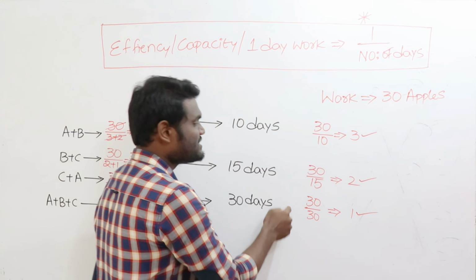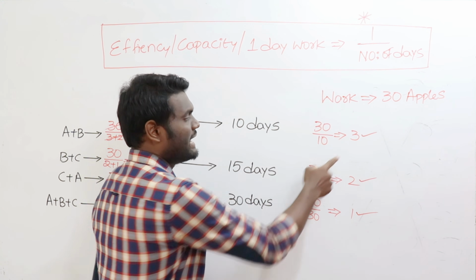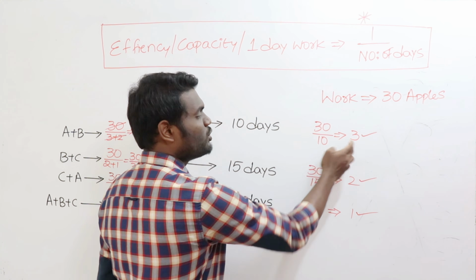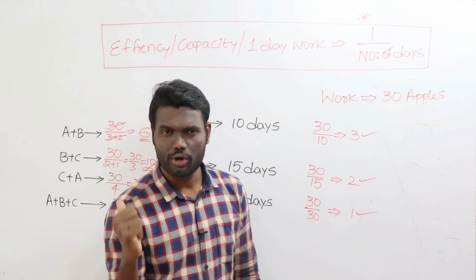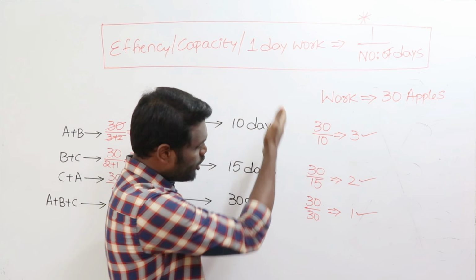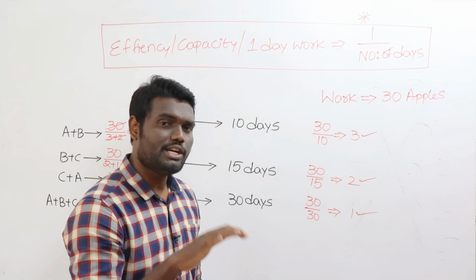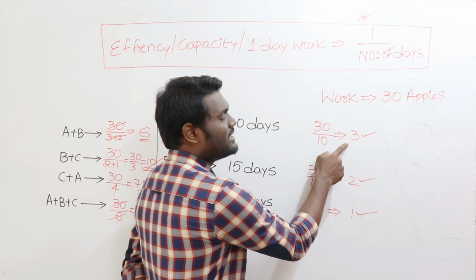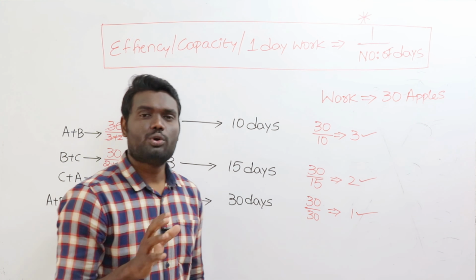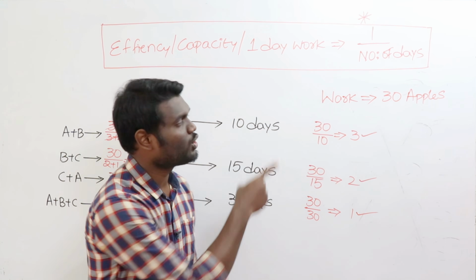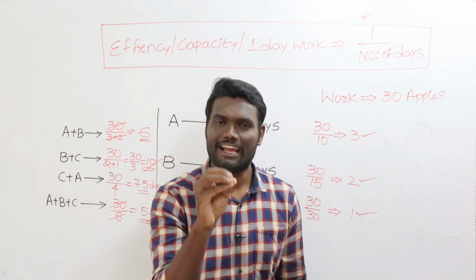For example, if C and A are going to work together, then how many days? C will eat 1 apple per day, A will eat 3 apples per day. Both of them together will eat 4 apples per day. To eat 30 apples, 30 by 4 is nothing but 7.5 days. For example, if all of A, B, C together do the work, then how many days? A will eat 3 apples per day, B will eat 2 apples per day, C will eat 1 apple per day. All of them together will eat 6 apples per day. Then the total work is to eat 30 apples. To eat 30 apples, the number of days required will be 5 days.